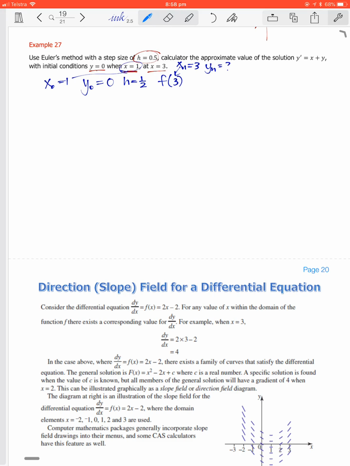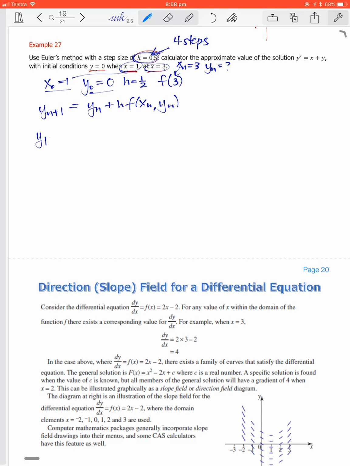Now we know because we're going from 1 to 3 and we're going with a step value of h, we should know that we're going to have 4 steps. Because from 1 to 3, there's a difference of 2, and if we divide it by 0.5, we get 4, which is 4 steps. Okay, so remember yn plus 1 is equal to yn plus h times f of xn, yn. So this time we need to use both our x and y values to find our next value.